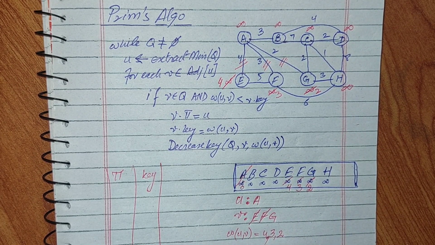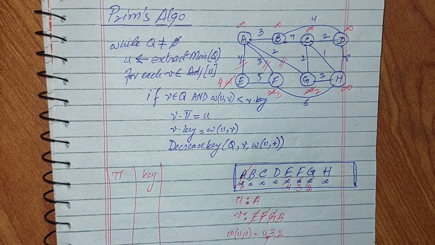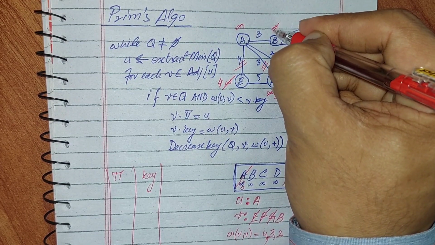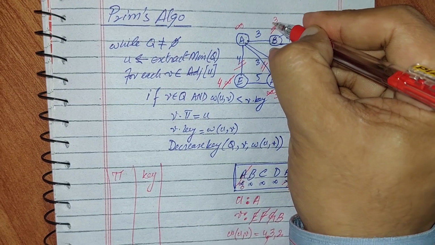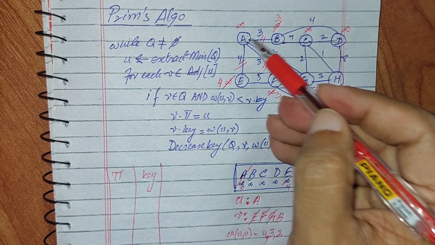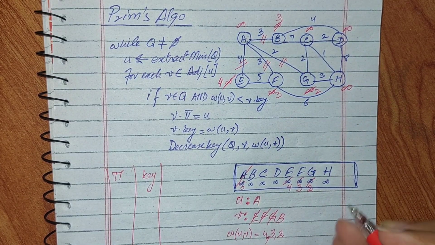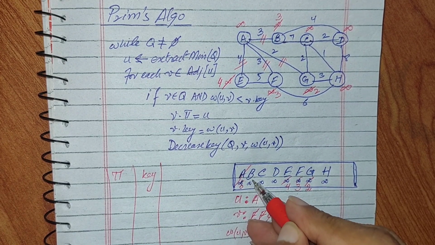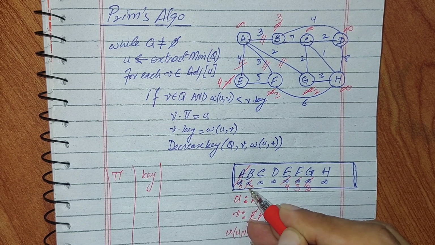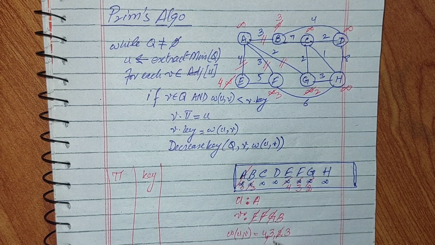This one is 2. Next neighbor is B. So B's key is infinity, that is greater than 3, so it is updated, and this is marked as the parent. So A is marked as the parent of B. Okay, so the distance of B is updated to 3.